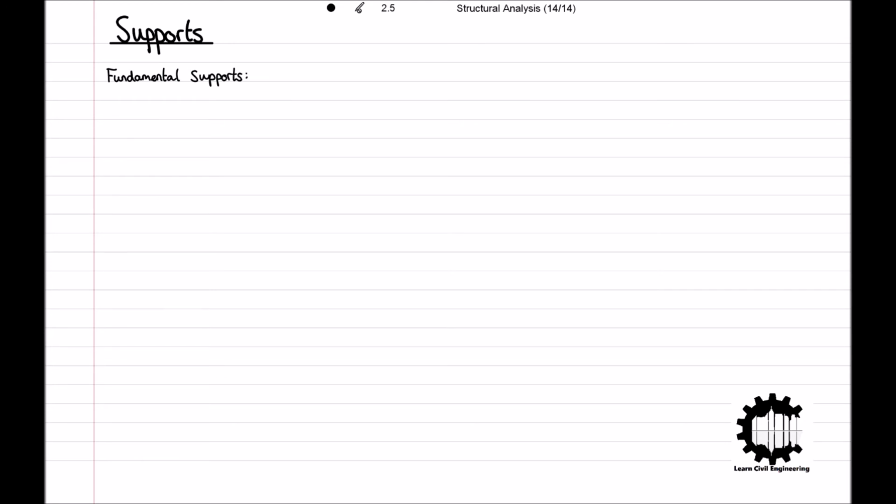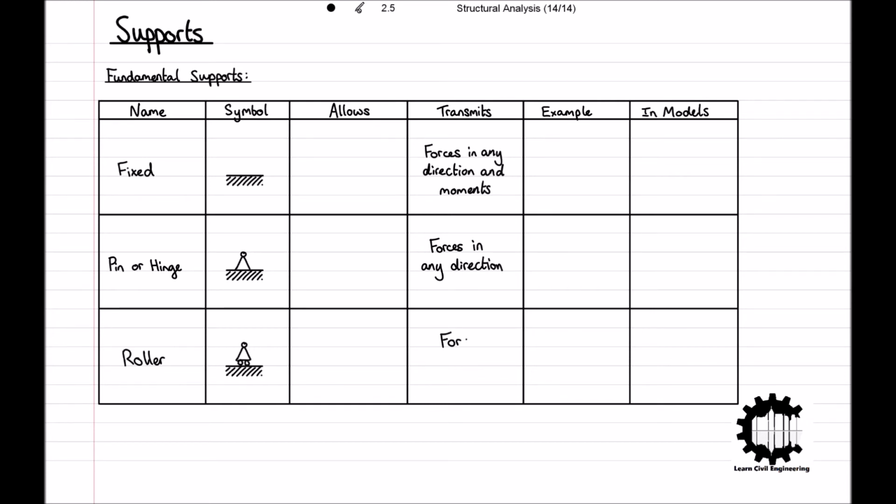Foundations can be categorized under the following fundamental supports: fixed, which transmits forces in any direction and moments in any direction; pin or hinge, which transmits forces in any direction but not moments; and finally, roller, which transmits forces in only one direction. A fixed support allows no displacements and no rotations of the member connected to it. A pin or hinge support allows only rotations of the member connected to it, and a roller allows rotations and displacements parallel to the support.